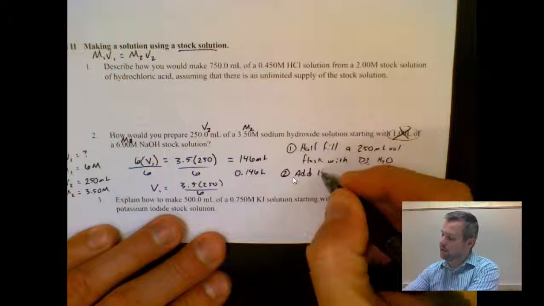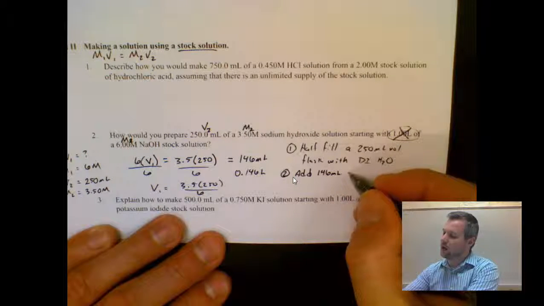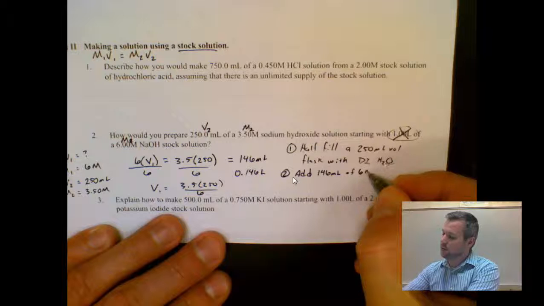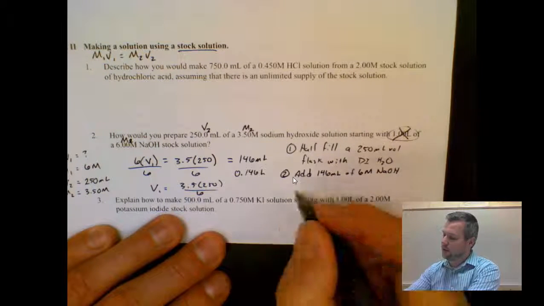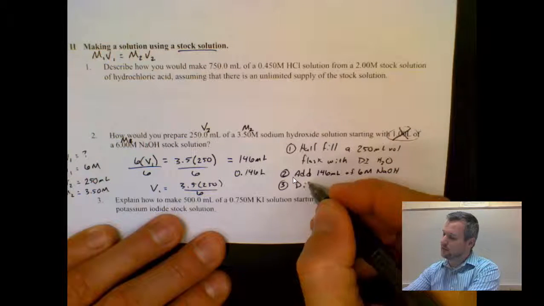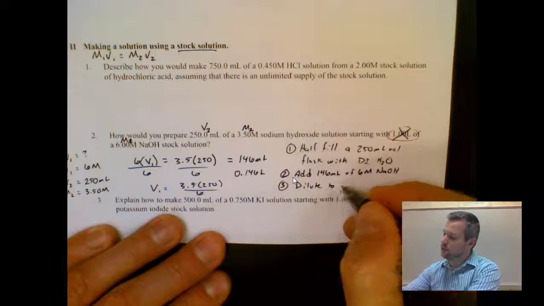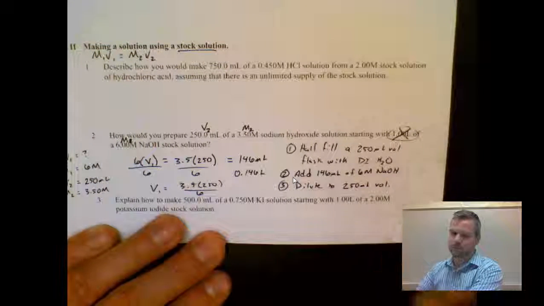Number 2, add 146 milliliters, and I'm going to actually write down of what? Of 6 molar NaOH. Number 3, dilute to 250 milliliter volume. And you're done.